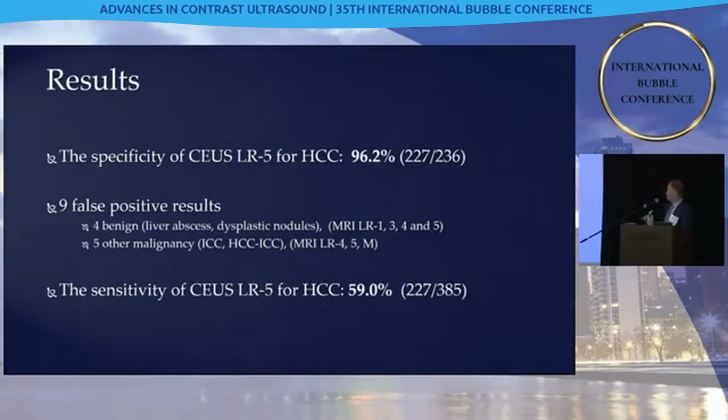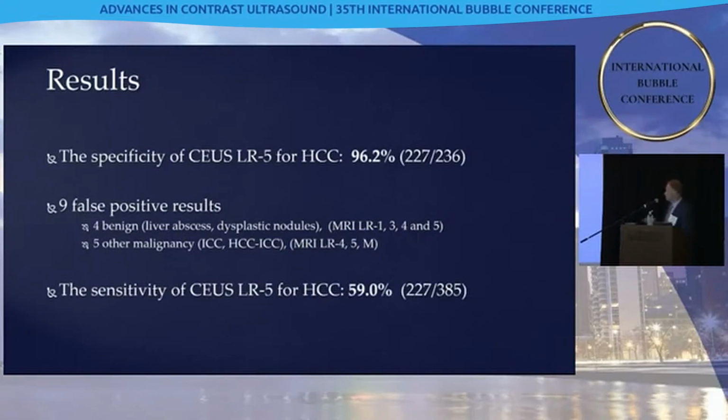Interestingly, in those patients, MRI was all over the place. 1, 3, 4, and LIRADS 5 on MRI in benign lesions that were LIRADS 5 on contrast-enhanced ultrasound. 5 cases of other malignancy, cholangiocarcinomas, combined tumors. Again, MR was also all over the place.